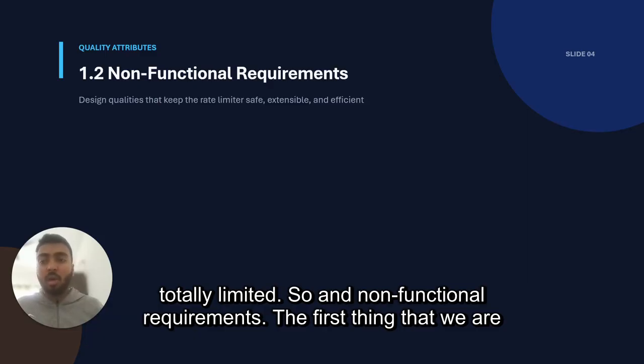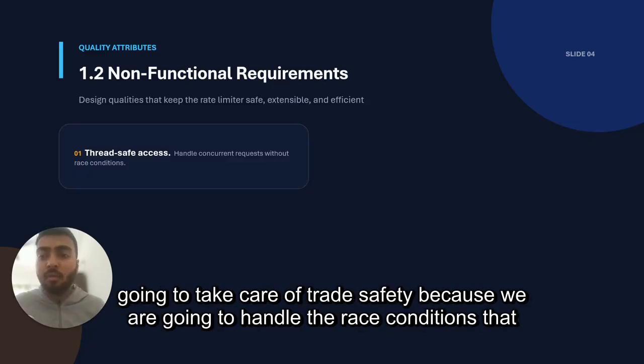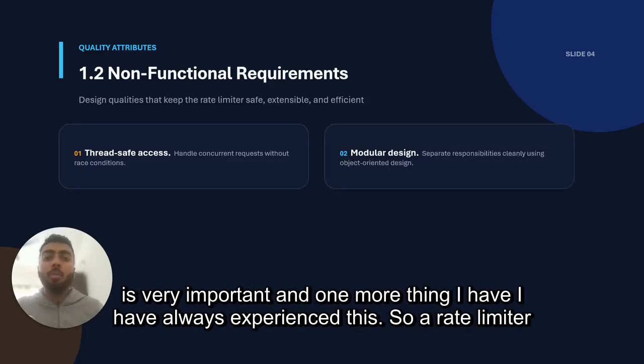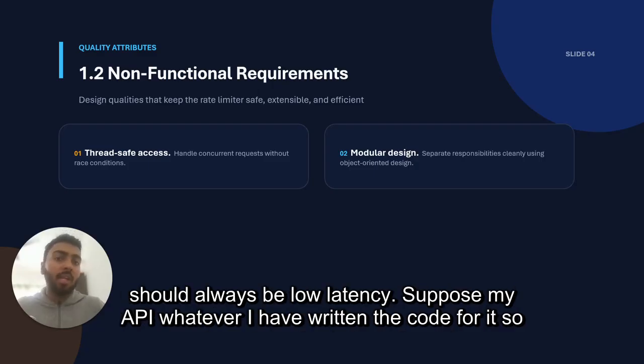So, on non-functional requirements, the first thing that we are going to take care of is thread safety, because we are going to handle the race conditions. That is very important. And one more thing I have always experienced: a rate limiter should always be low latency.